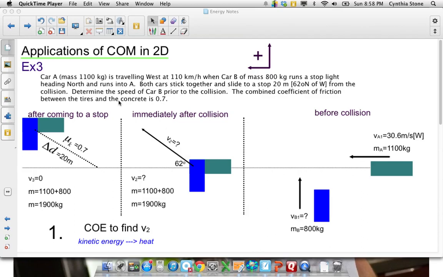Say I've got car A traveling west at 110 kilometers per hour, and car B, of a smaller mass, runs a stoplight heading north and runs into A. This is my ultimate fear. Whenever I'm driving on the highway, I'm always terrified someone's going to run through their stop sign and run into me head on, right? Or side on, not head on.